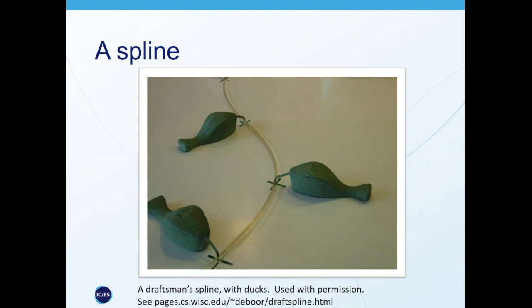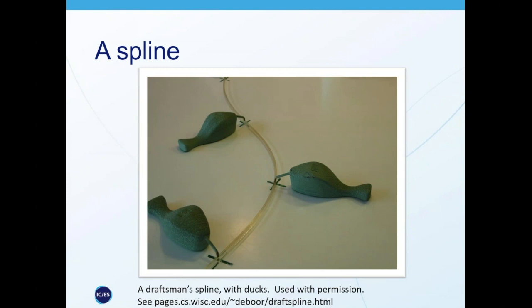I'm going to start with a picture of a real spline. So here we have some flexible tubing, and along its length are some weights, and these weights are called ducks because somebody thought they looked like ducks. I think they look like whales personally, but they are called ducks. And the aim of this photograph is to show you what the cubic splines are going to be doing.